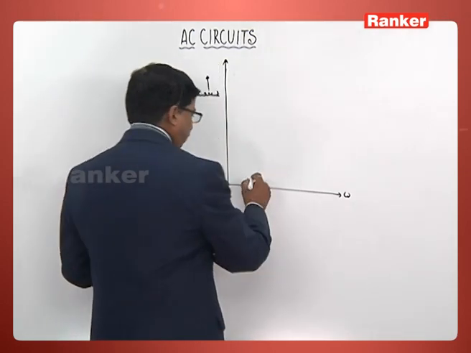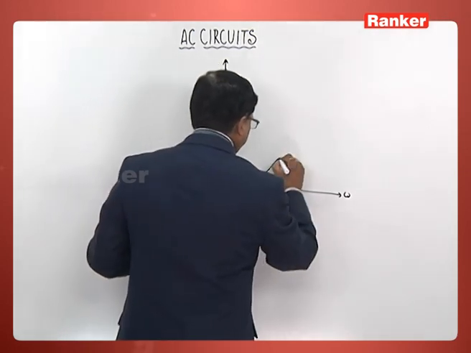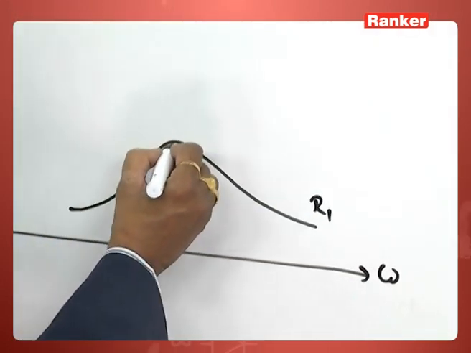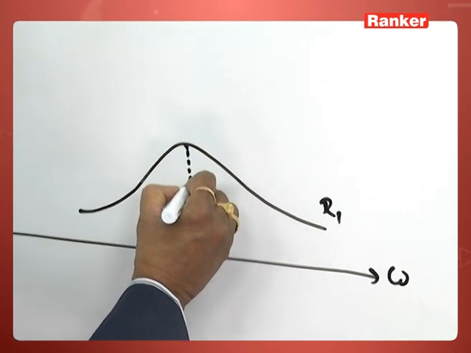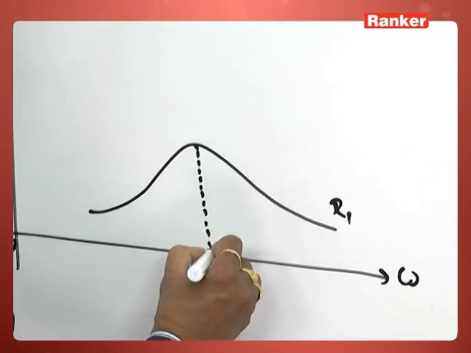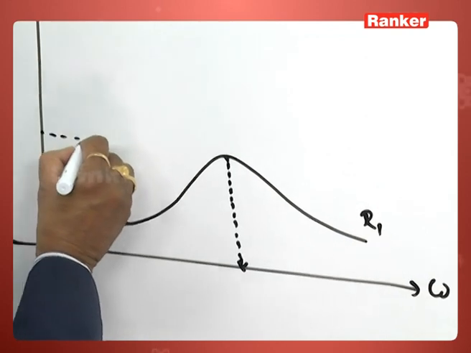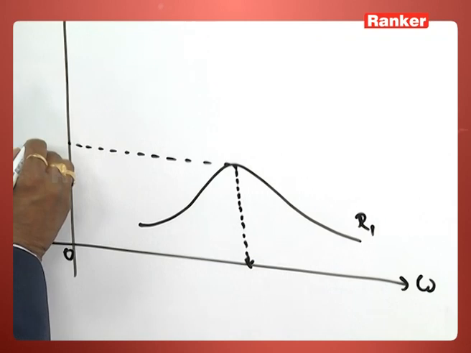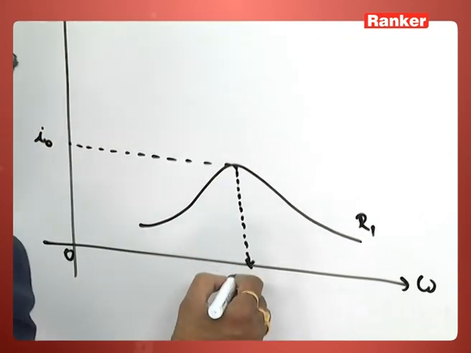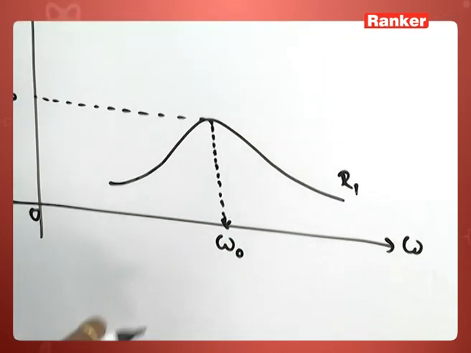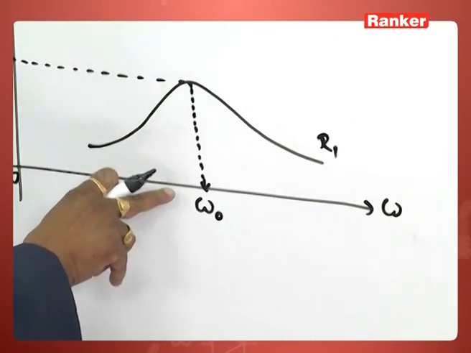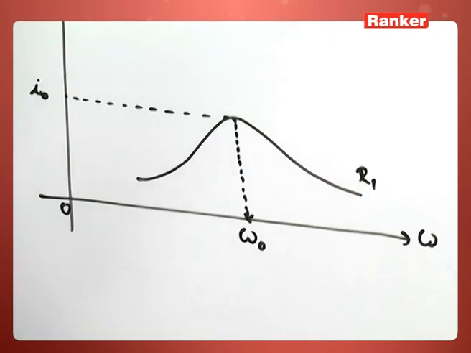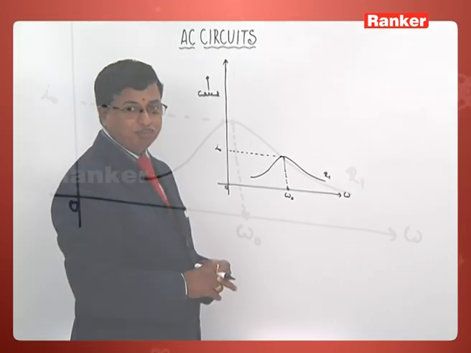Suppose I take the resistance in the circuit as R1. Then what we observe here is the corresponding value of omega where the current is going to be maximum. I call this current I naught, and this value omega naught. So this is the corresponding resonance frequency of that circuit when the resistance in the circuit is R1.